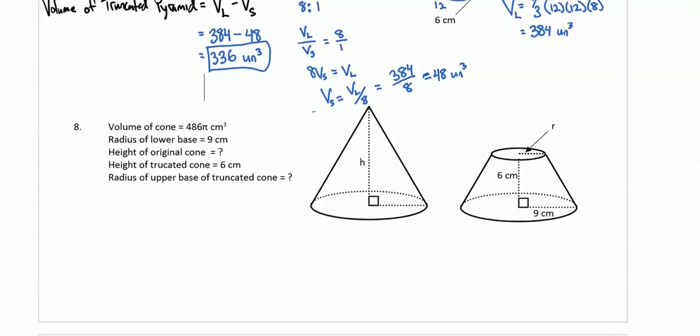Number 8, we know that the volume of our cone is given. The radius of the lower base is given at 9. And we want the height of the original cone. The height of the truncated cone is 6 centimeters. And the radius, we don't know.